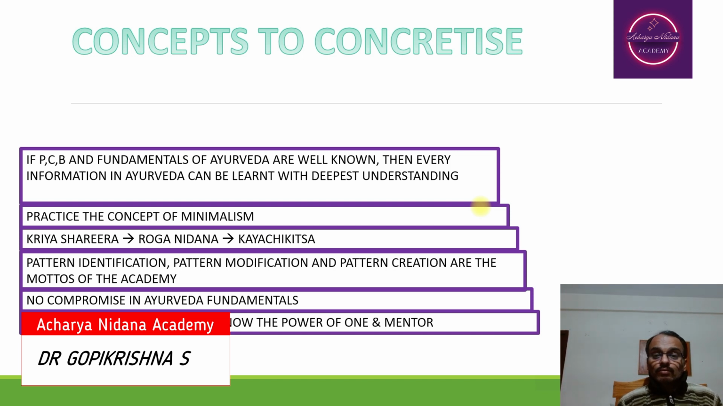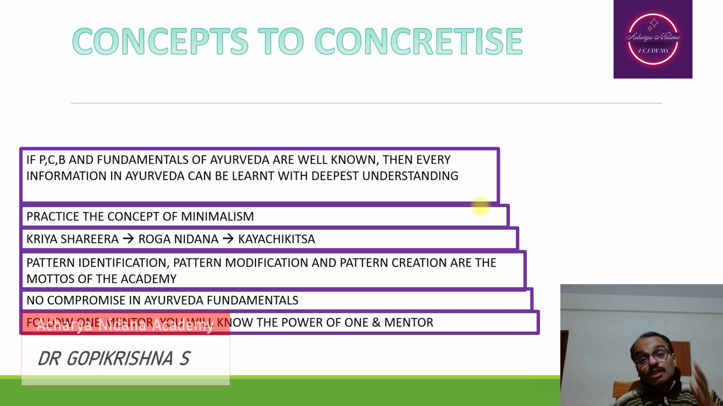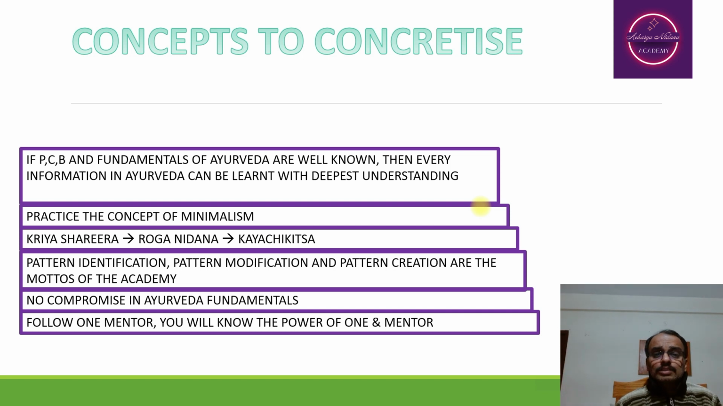Second, when we want the deepest understanding, we need to practice the concept of minimalism. Minimalism means taking one small topic and learning it from multiple angles. For example, if you want to learn the concept of dosha, try to learn it from the Rachana Sharira point of view, the Kriya Sharira point of view, the Roga Nidana point of view, the Rasashastra Bhaishajya Kalpana point of view, the Kaya Chikitsa point of view, and the Shalya Tantra point of view. So from multiple angles we have to know this particular concept. Then we can have the deepest understanding of that topic.